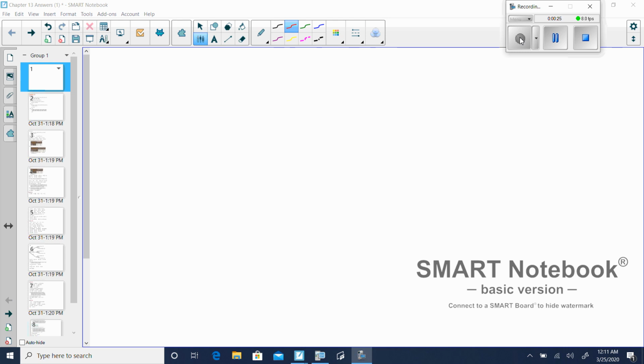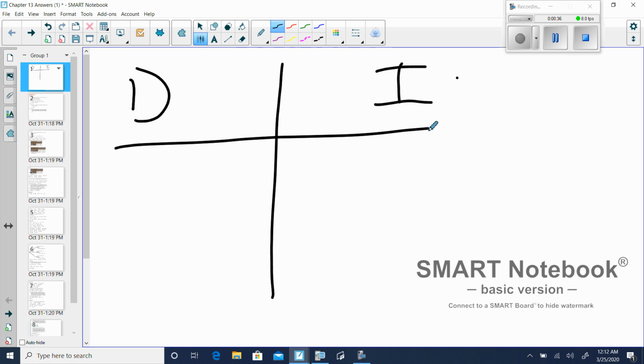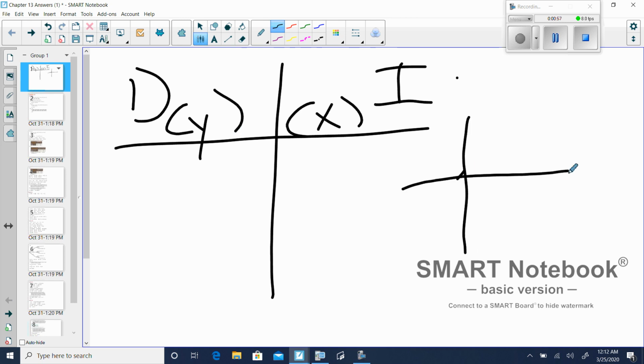We've already talked about this a little bit in class, so I'm going to put a D and an I. D is for dependent variable, I is for the independent variable. Usually when we graph these things, the x-axis has our independent variable and the y-axis is where we measure our dependent variable. The reason is that whatever happens to x happens to x. It doesn't depend on anything else.